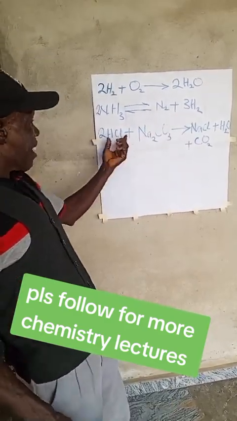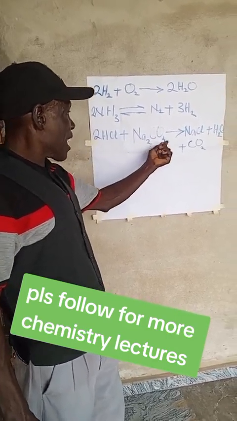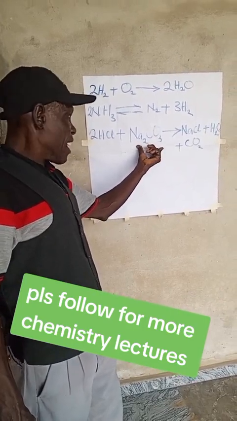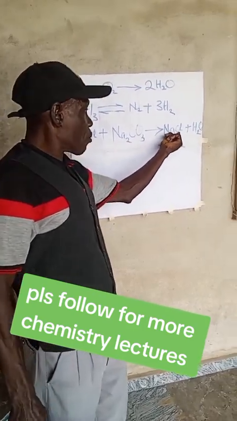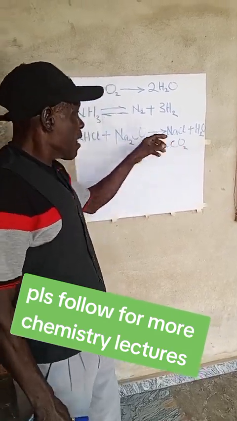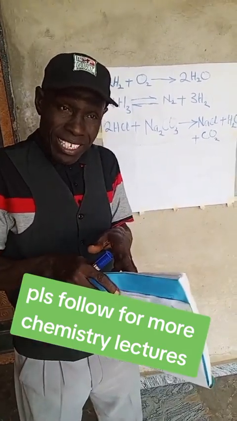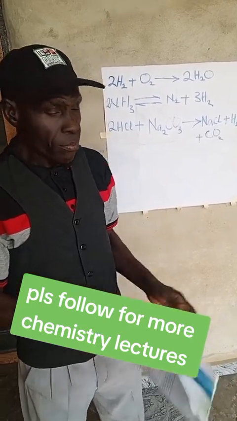Then in the third one, we have hydrochloric acid. It's a compound already. Disodium trioxocarbonate(IV) is already a compound. They have combined to give us sodium chloride, water, and carbon dioxide. So, a chemical equation tells us the particular elements that are involved in a given reaction.